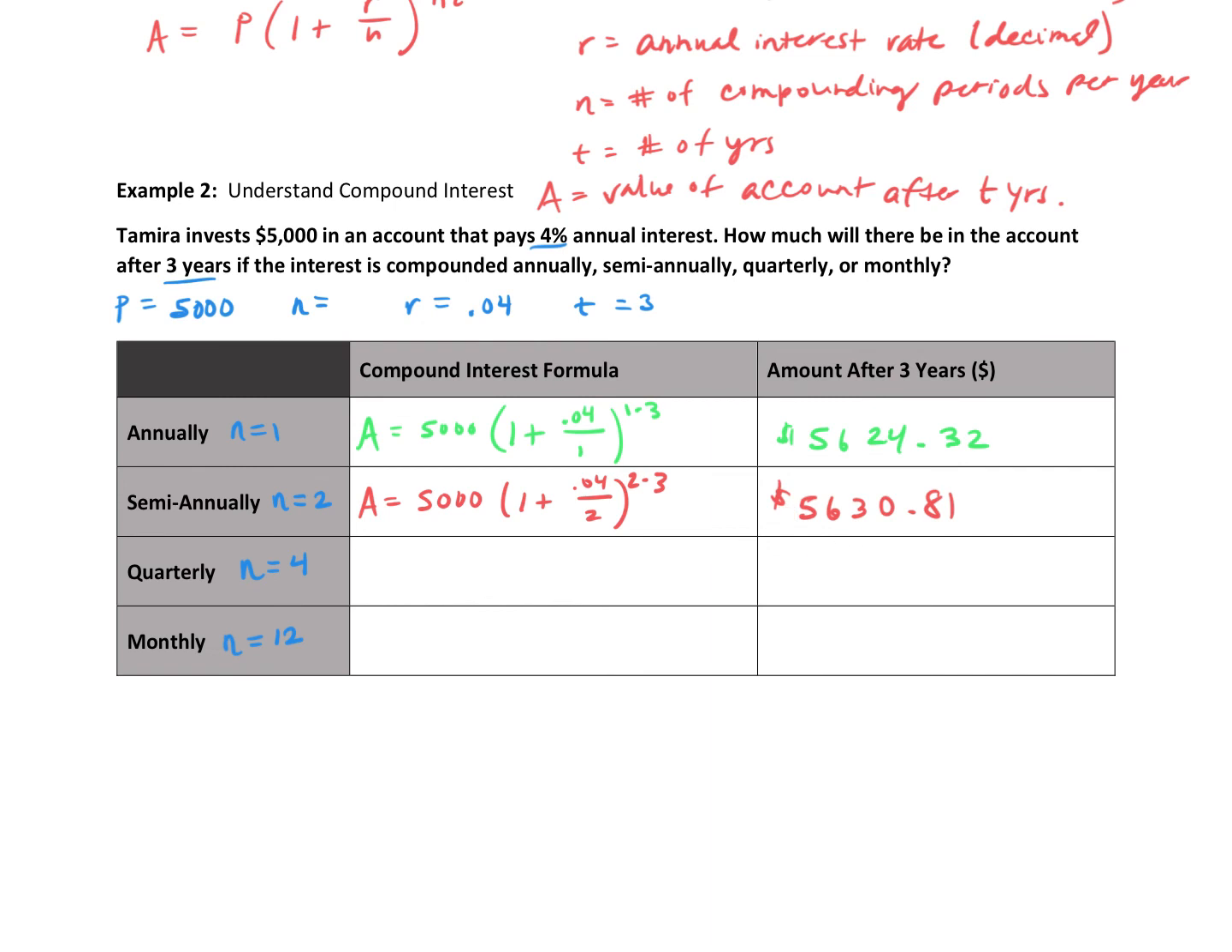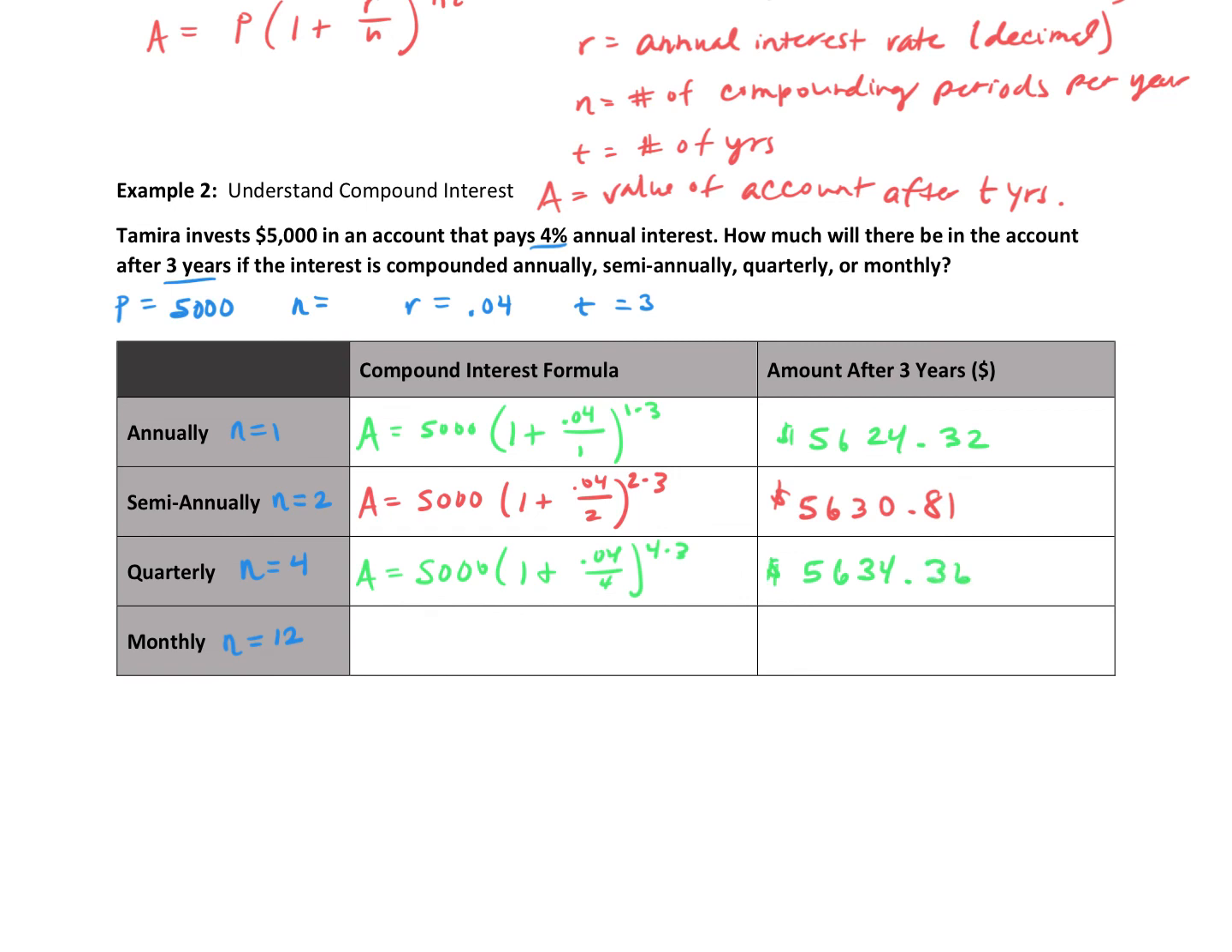All right, what if we calculate the interest 4 times a year? So A equals 5,000 times (1 plus 0.04 divided by 4) raised to the 4 times 3 power. Again, check your calculator skills. Can you type that in and get $5,634.36?